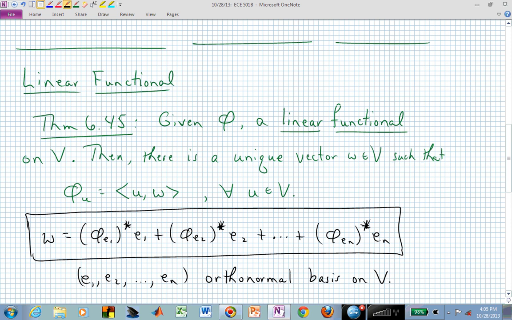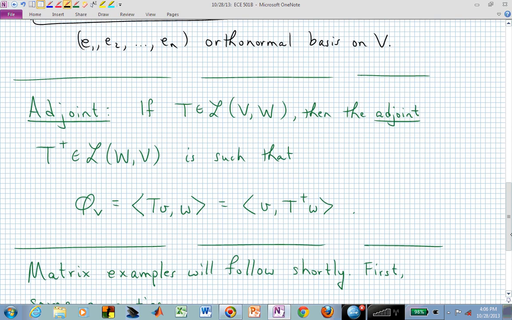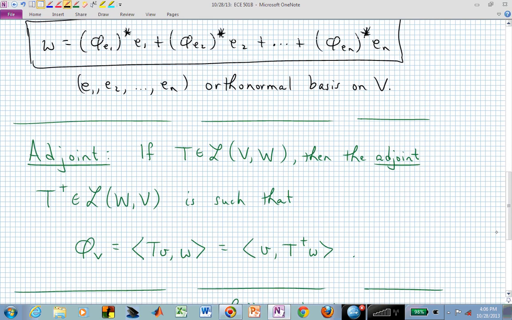So it really means we need to find an orthonormal basis for our vector space, capital V. And once we have that, if somebody gives us a linear functional phi, we can find a vector W defined by that representation to allow us to simply form inner products to create the same scalar value. That's the linear functional idea. We then introduced this notion of an adjoint operator, a map.